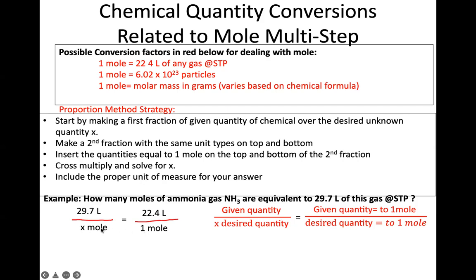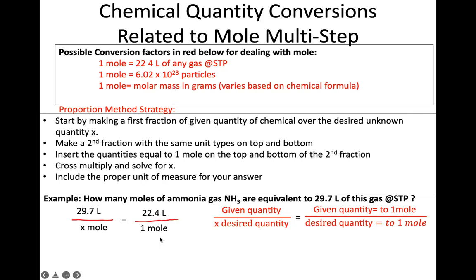Anytime that the mole quantity is given in the left side of the fraction, we simply transfer over the quantity 1 mole. So if we see the word mole on the left side, we're just going to transfer over 1 mole on the right side every time. For any other quantity, we transfer the quantities equal to 1 mole, either 22.4 liters, 6.02 times 10 to the 23rd particles, or the molar mass in grams.